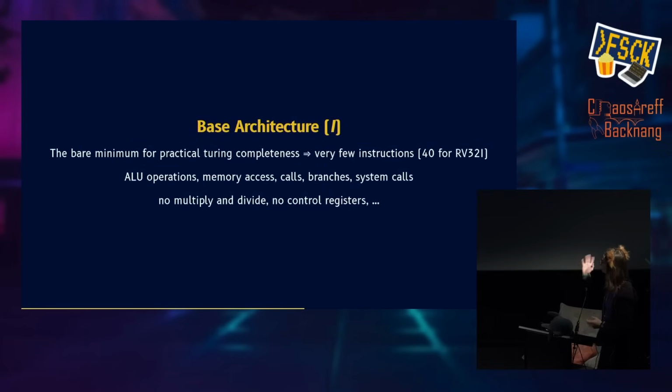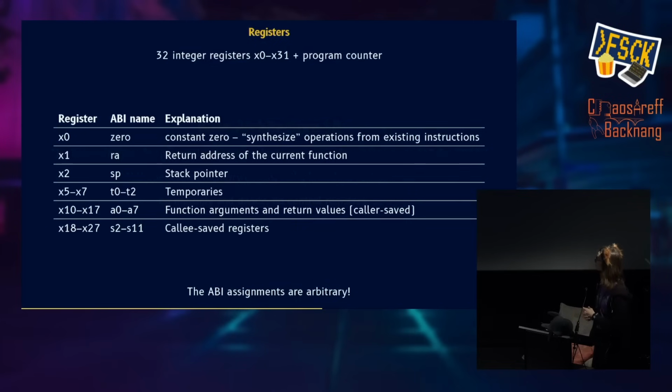So the base architecture just has 40 instructions for the 32-bit variant. It basically just has ALU operations, memory accesses, calls, branches, and system calls. There's not even multiply and divide in there, because for very simple microcontrollers, that is already too much complicated hardware. There are also no control registers, there's a little bit of interrupt functionality, but only very basic.